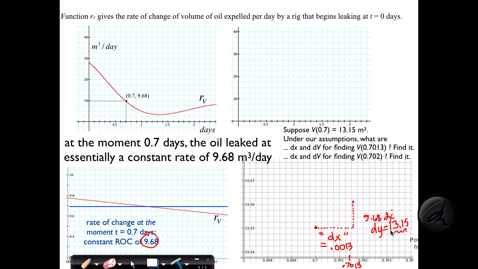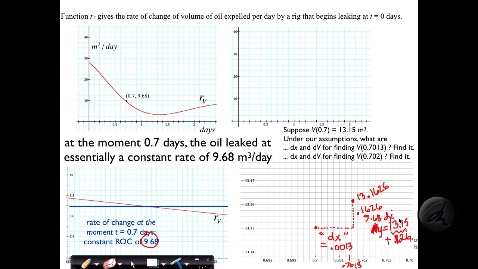All right, so 0.1626 to get the new y value. So 0.1626 is the 9.68 dx, and then adding that on there, we get 13 point, what, 6? We got 13.166. Oh, sorry, 13.1626.